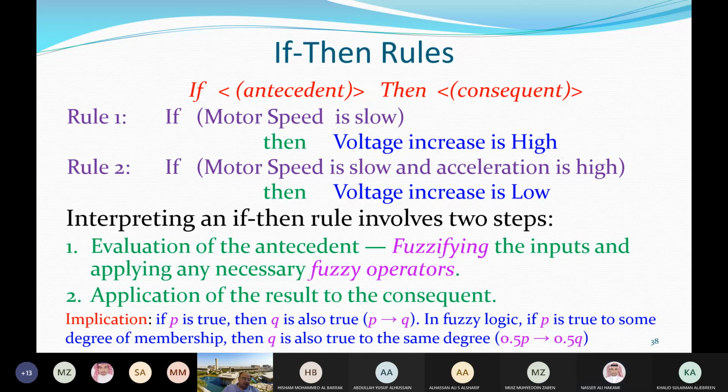Of course, if you have some optimized parameters, x1, x2, x3, and so on, you can define some linguistic values of x1, x2, x3. You can define some of the membership functions of x1, low, high, medium, and so on, and x2, x3, and so on. Okay?